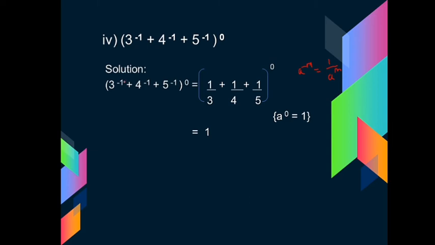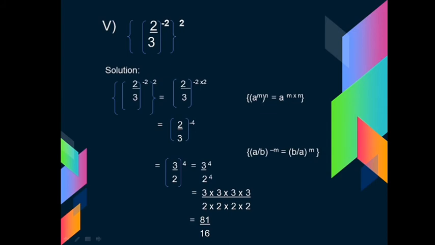As the exponent given is minus 1, it becomes plus 1 by using this law, so there is no need to write 1 as an exponent. So now 1 upon 3 plus 1 upon 4 plus 1 upon 5, whole raised to the power 0, is equal to 1 only. That's why we have written a raised to the power 0 is equal to 1. By using this law, we got the answer as 1.